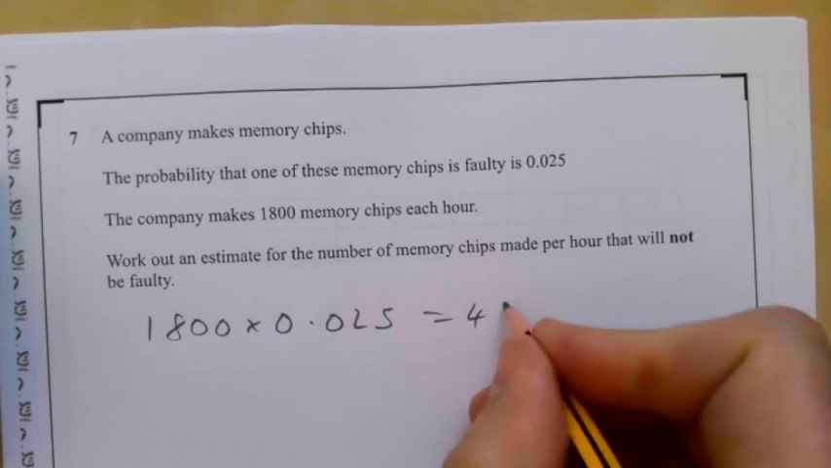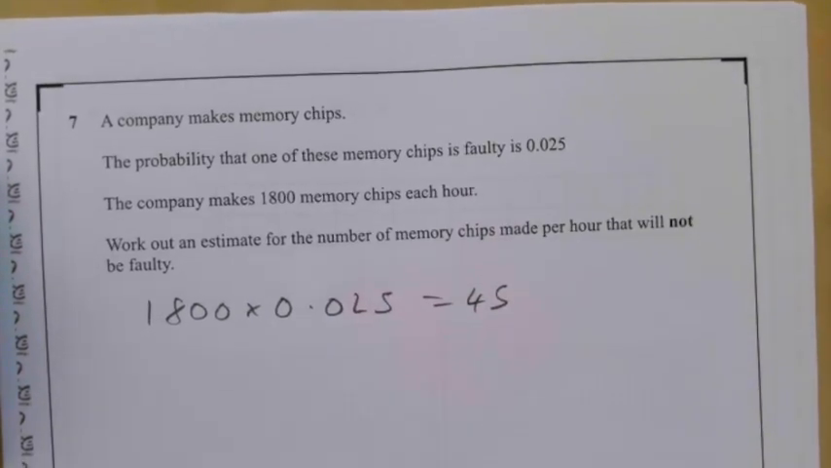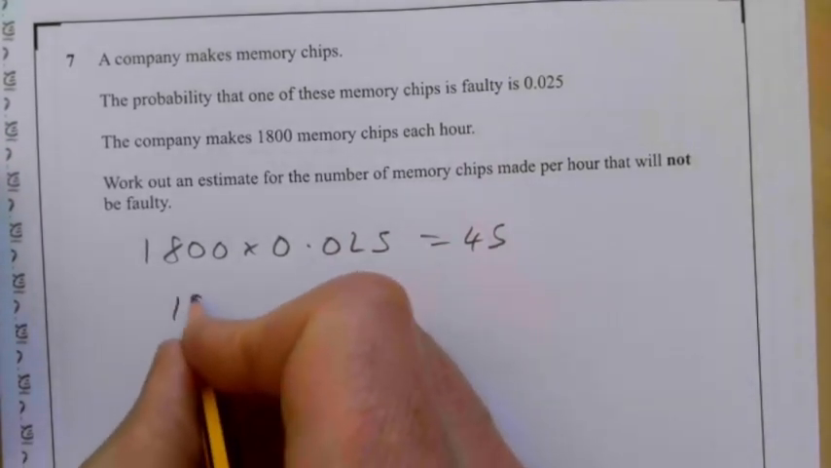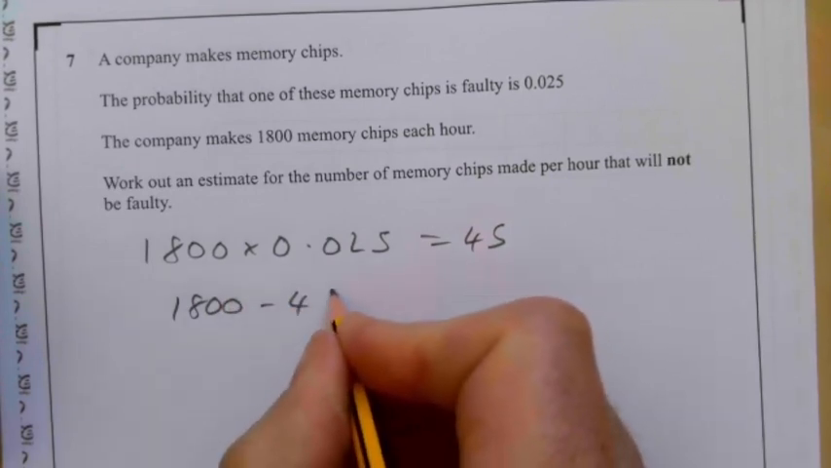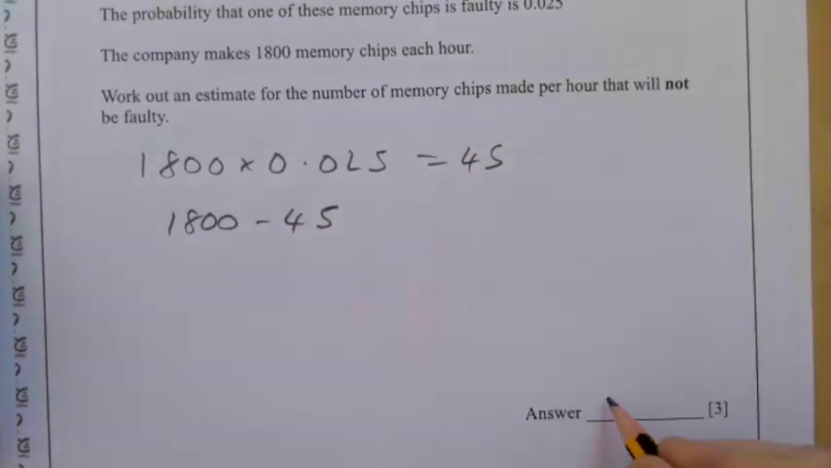And that gives me 45. So therefore the not faulty ones are going to be 1800 take away 45, which gives me then 1755.